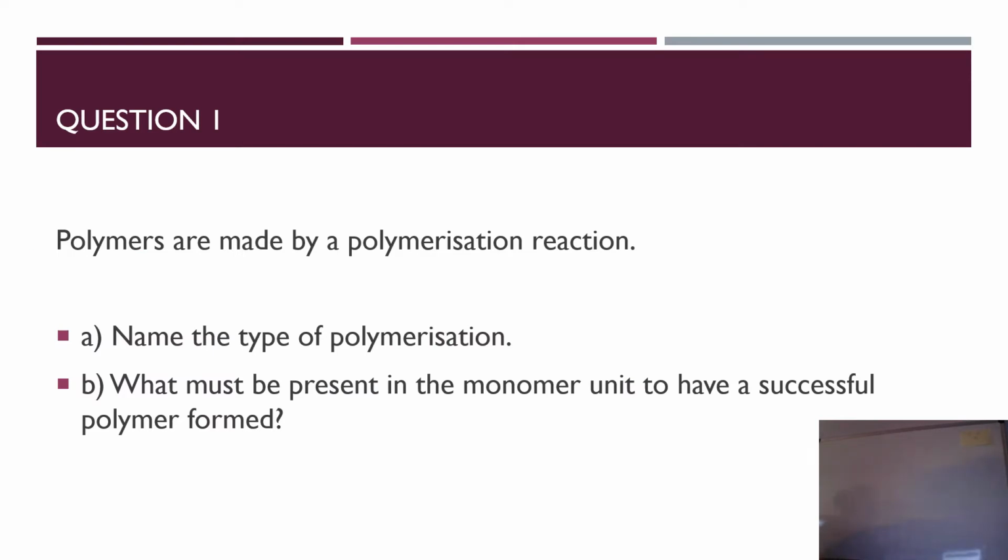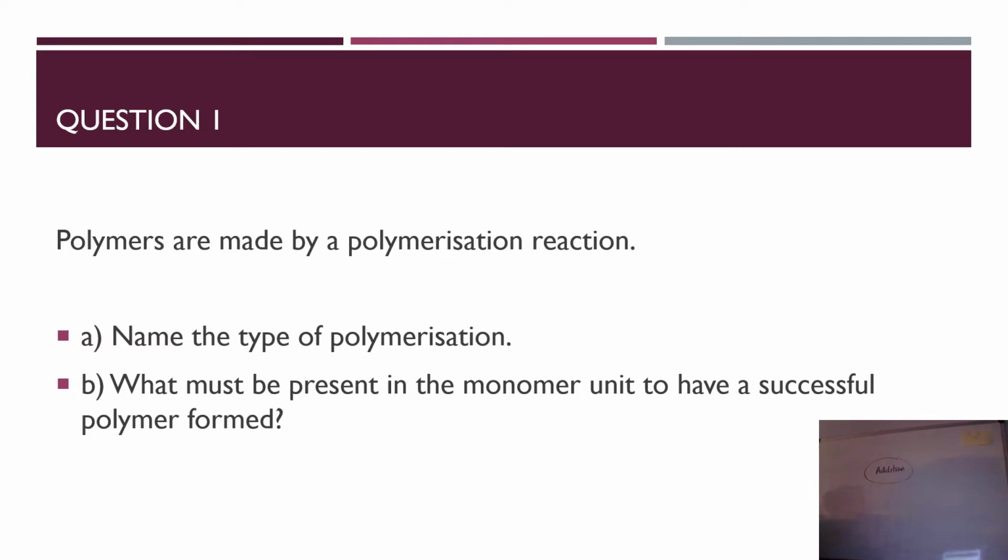Okay, on question 1, you're told polymers are made by a polymerization reaction. Name the type of polymerization. Well, the only type of polymerization that we have taught you and that you've learned about in Mr. Morton's video is addition polymerization. So that's the only one that you know about.